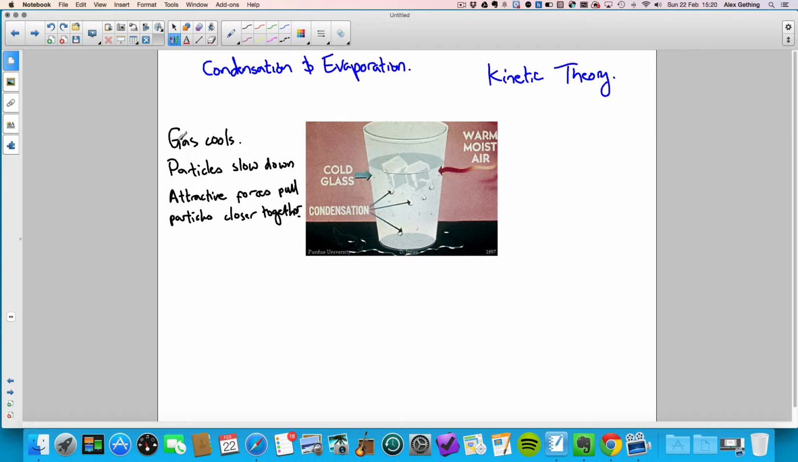So it's a situation where you have a gas cooling down, and the warm moisture hitting this cold glass is a good example of that. The particles that actually hit the glass will slow down, will lose their energy, their kinetic energy. This will result in the attractive forces being able to pull those particles closer and closer together, and if the temperature is cold enough and the gas particles get close enough together, then condensation takes place. So it's the transition of a gas to a liquid that we're trying to describe.